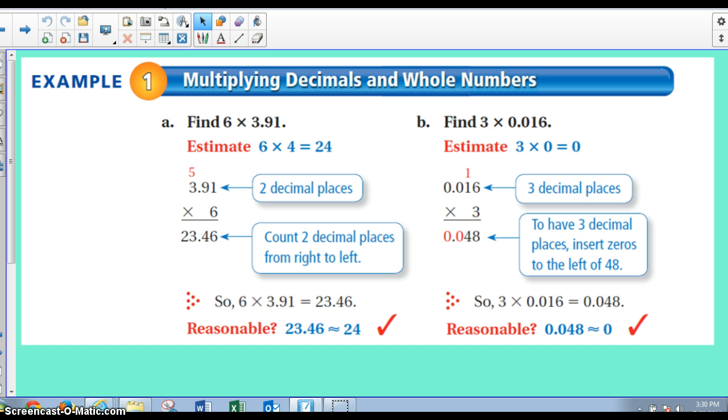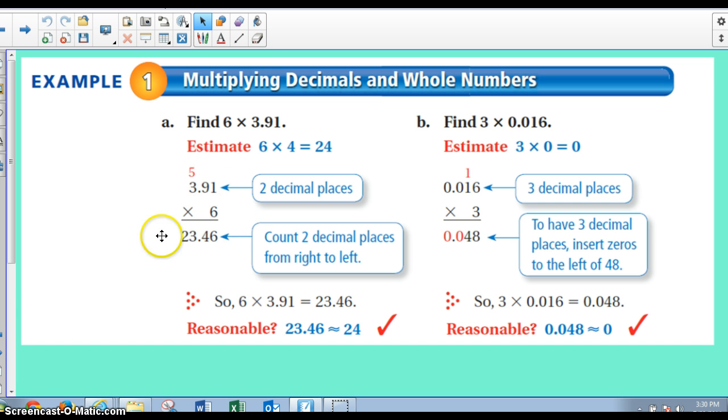Let's take a look at example 1. In A, it's 6 times 3.91, or 3 and 91 hundredths. Notice the first thing they're having you do is estimate the two numbers, which is always good. The next thing I want you to notice is they did it up and down versus across.